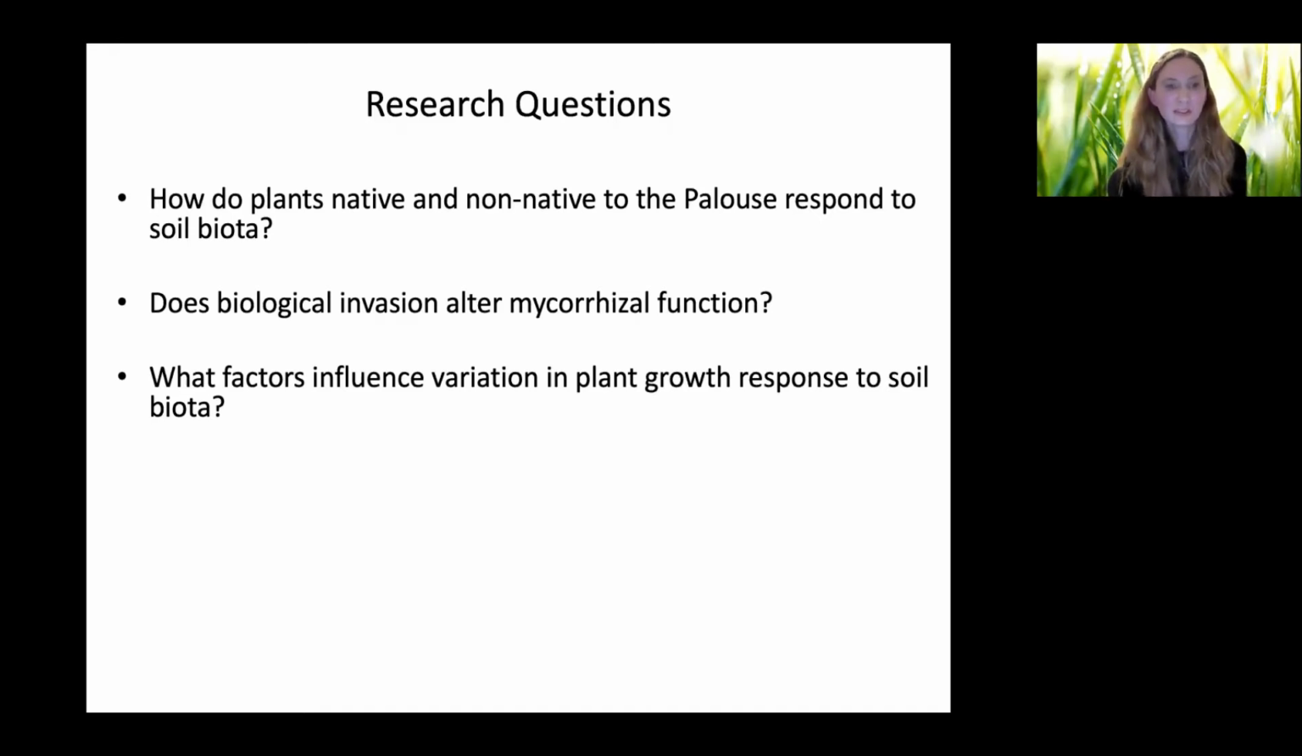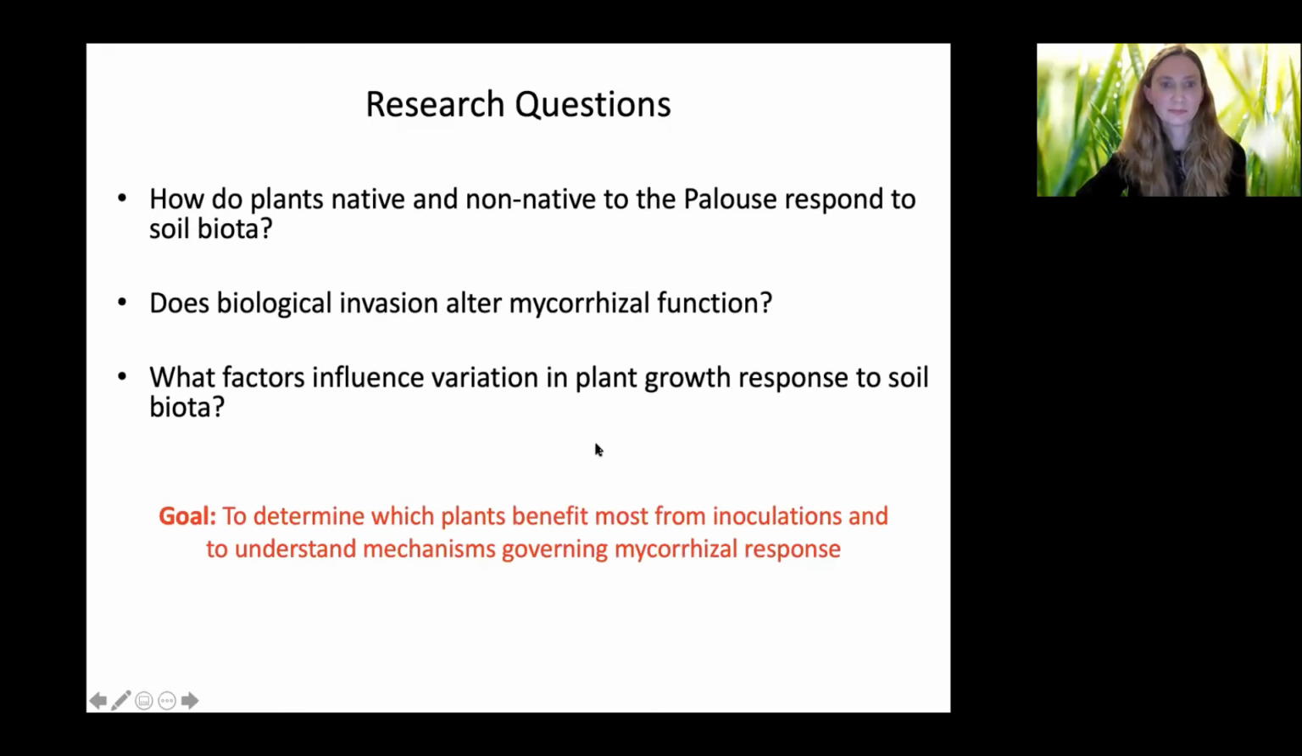And then we're also interested in understanding what factors can influence variation in plant growth response to soil biota, including mycorrhizal fungi. The goal of this work is to really start to determine which plants might benefit most from inoculations and start to understand the mechanisms that are governing variation in mycorrhizal response.